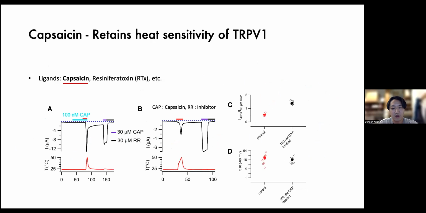Consistent with the earlier study, we found that 100 nanomolar capsaicin, as you can see here, does not elicit an activation current, right? It does sensitize TRPV1 to heat activation with increased efficacy. We can compare this: this is without capsaicin pre-treatment, and this is with capsaicin pre-treatment. The efficacy is very different.